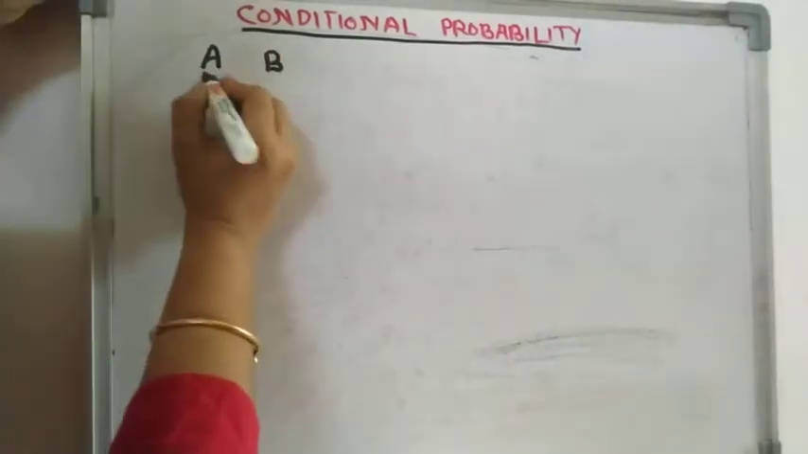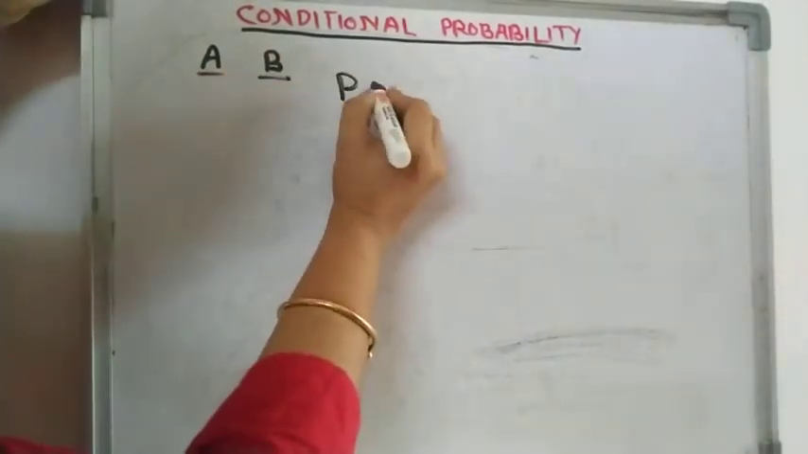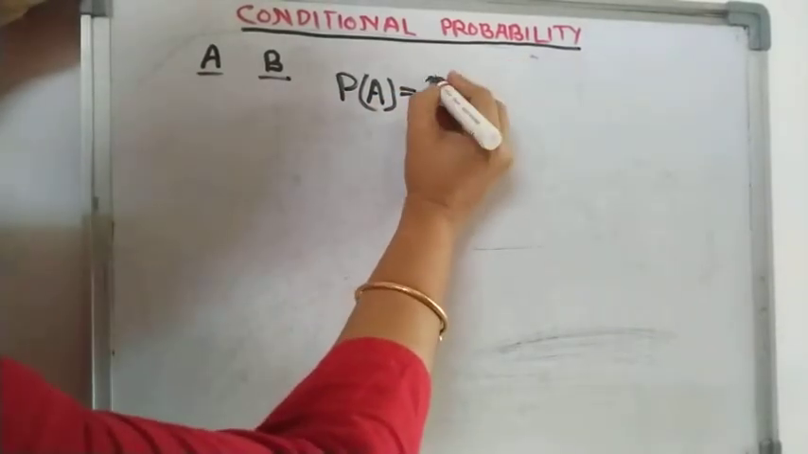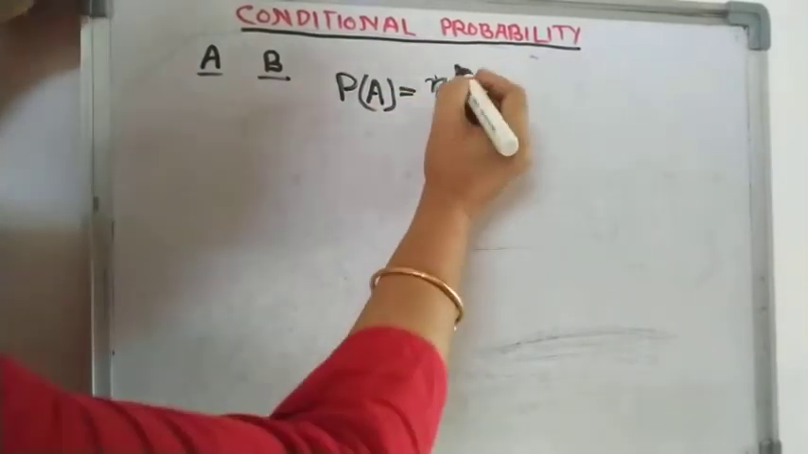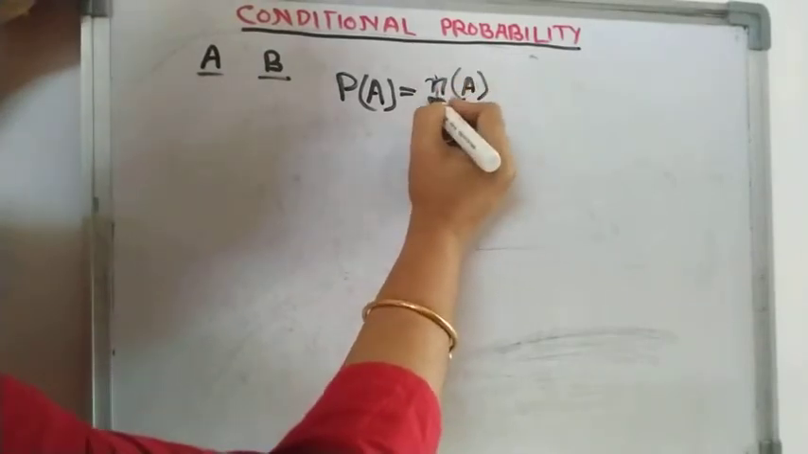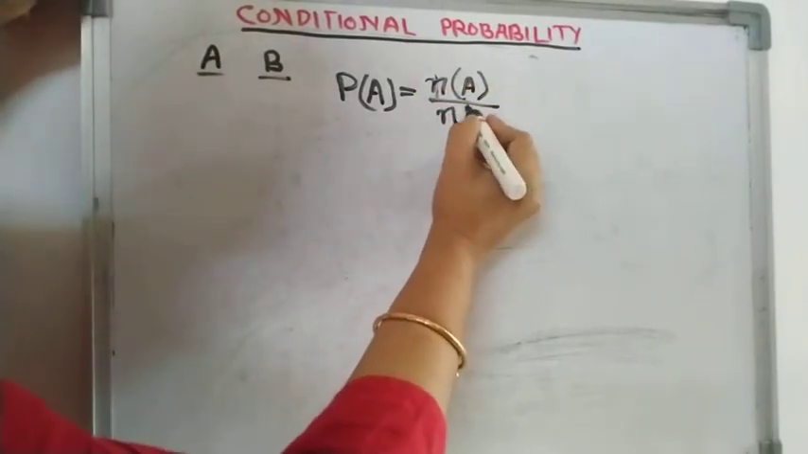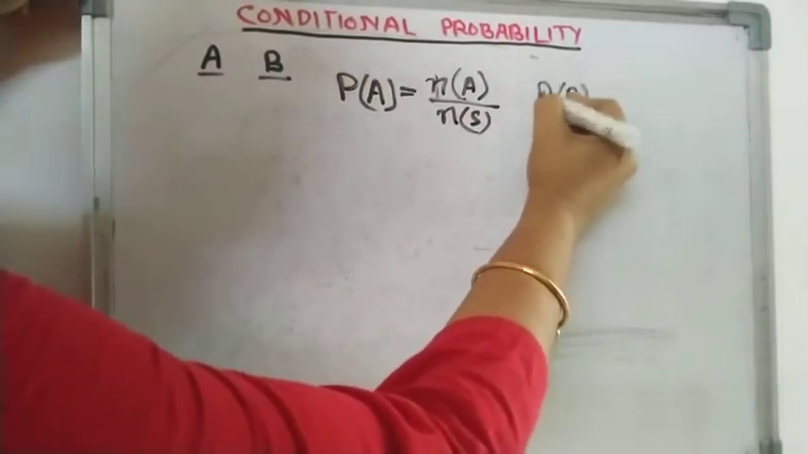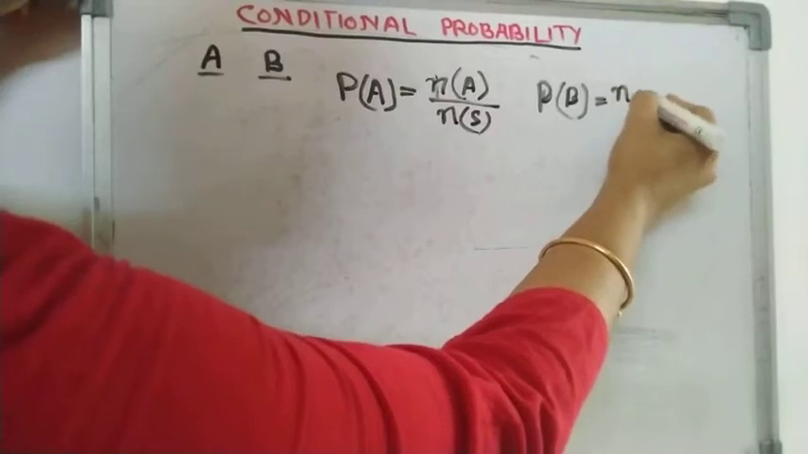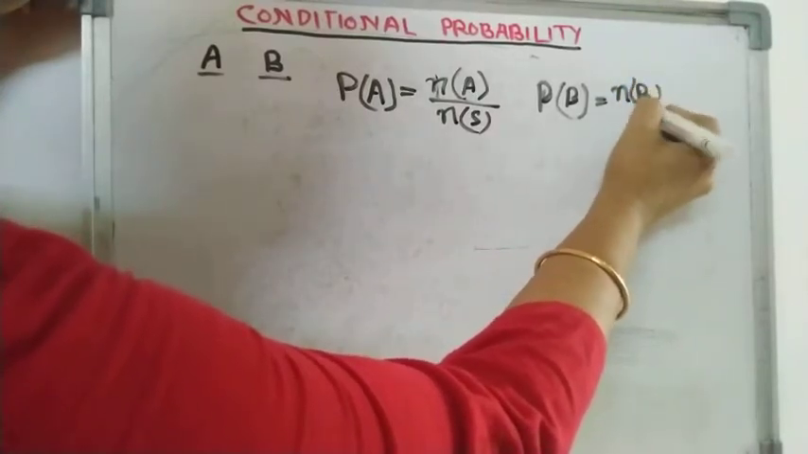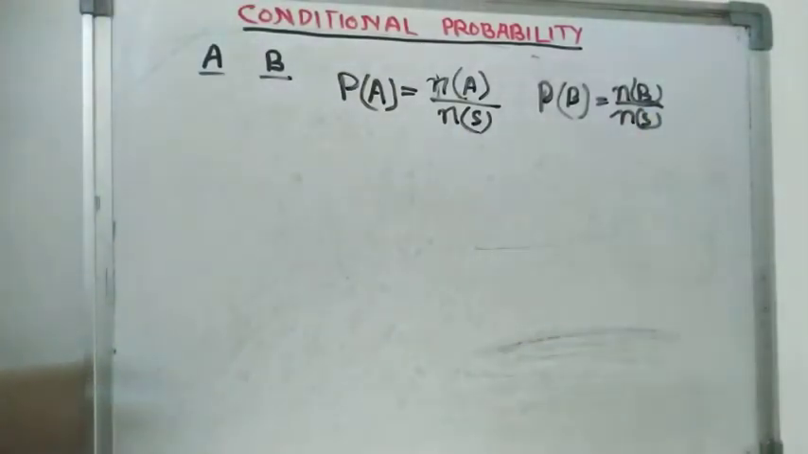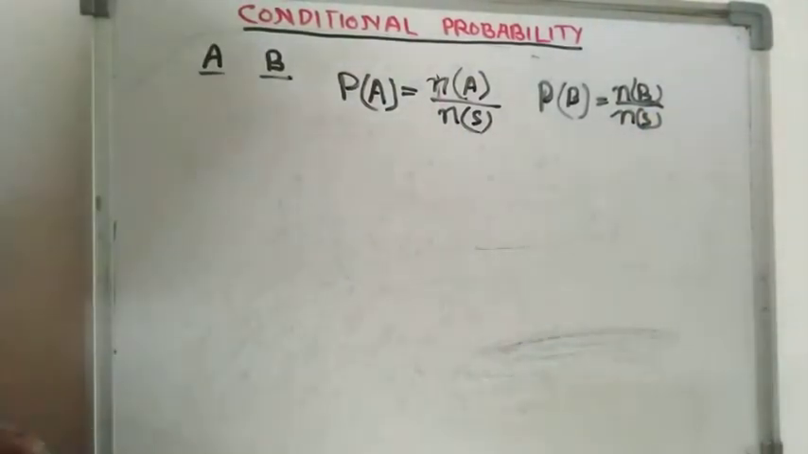As we know, if A and B are two events, how do we find the probability of A? It is N of A, that means the number of cases favorable to the event A, divided by NS, the total number of cases. Same for the probability of B: the number of cases favorable to the event B divided by NS. By the mathematical definition of probability, this is the way of finding unconditional probability.